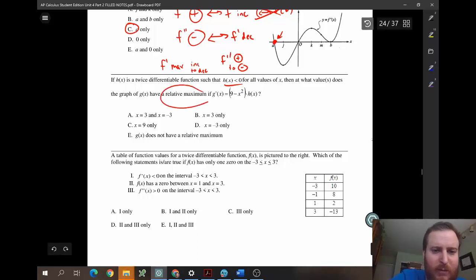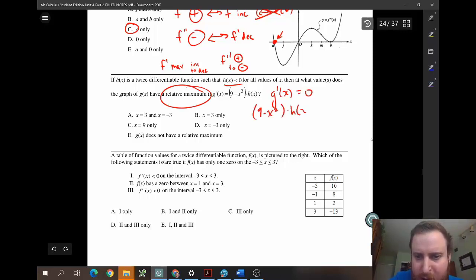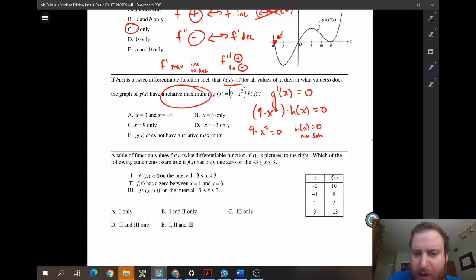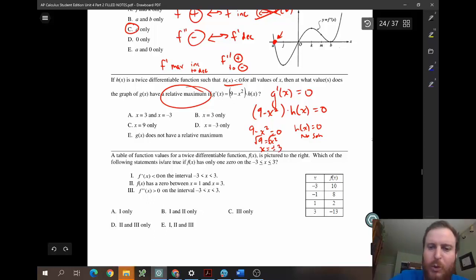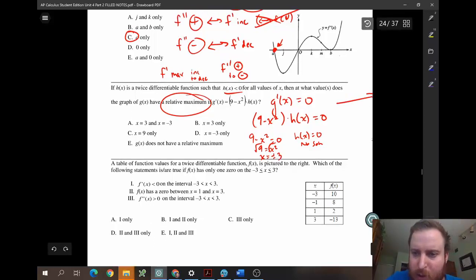Whenever we want to find relative maximum, relative minimum, increasing, decreasing, our first step is to take g prime of x and set it equal to 0. So I can say (9 minus x squared) times h of x equals 0. You can use your calculator for this with the solve button, or you can just solve it. We can set 9 minus x squared to 0, or we can set h of x equal to 0. Now this, we know never happens because it's always less than 0. For the other, we add x squared to both sides, square root both sides, and we get x equals plus or minus 3.